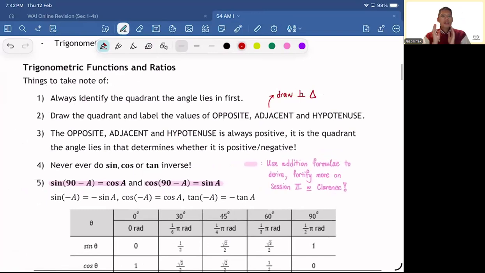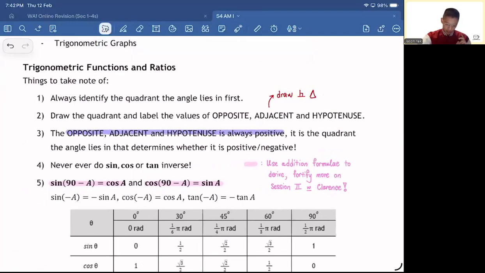Pointer number 3, this is what I'm going to do a little bit different. When you label your opposite, adjacent, hypotenuse, the key difference I want you to take note of is that I want your labels to be positive. Why? If you picture it, it kind of makes sense. Can the sides of a triangle be negative? No, right? Definitely not.